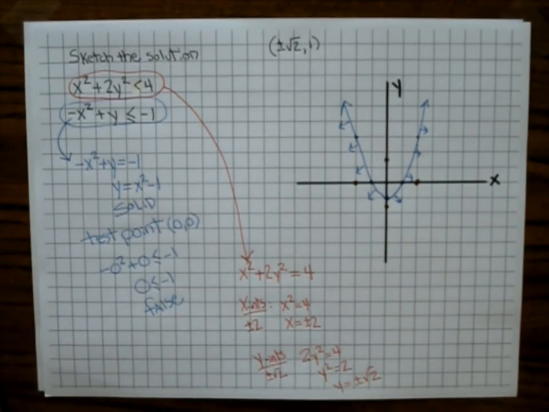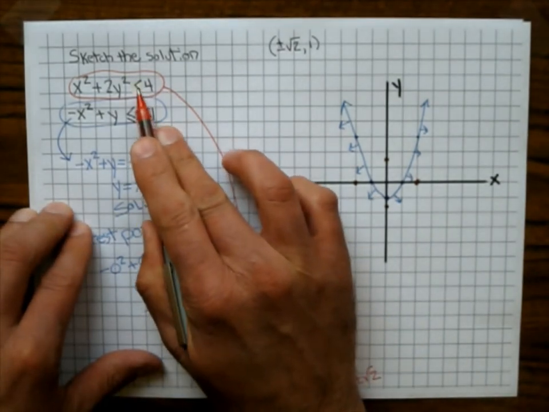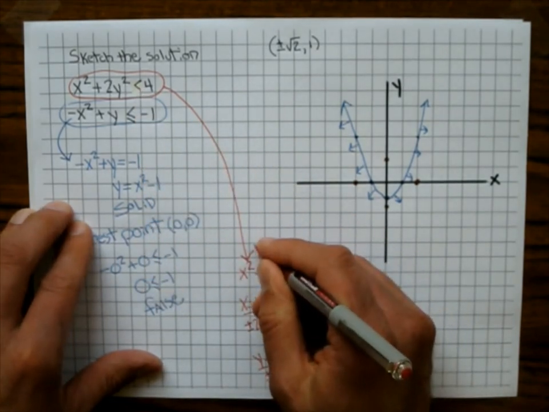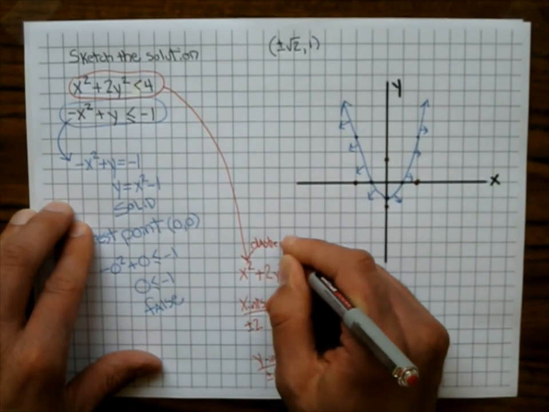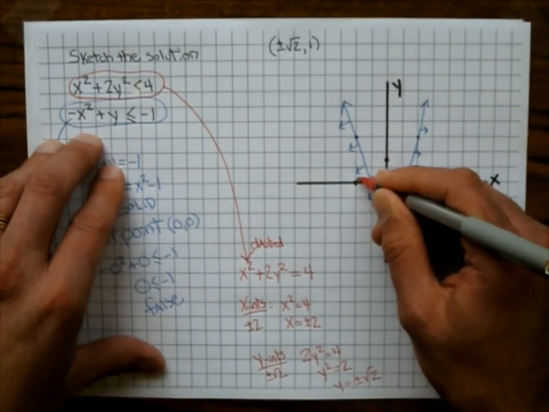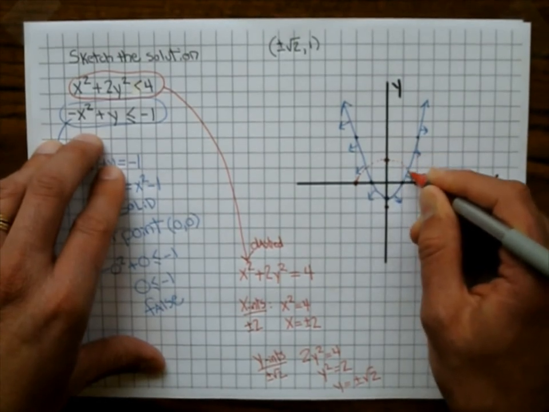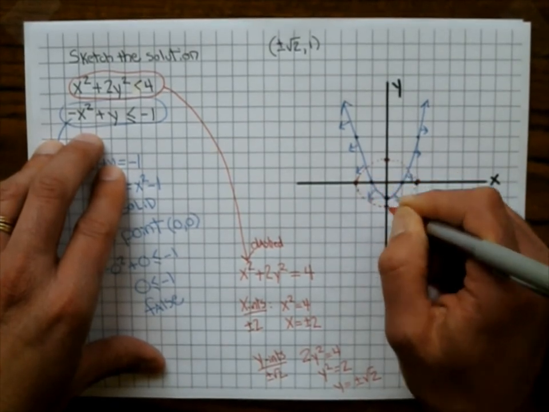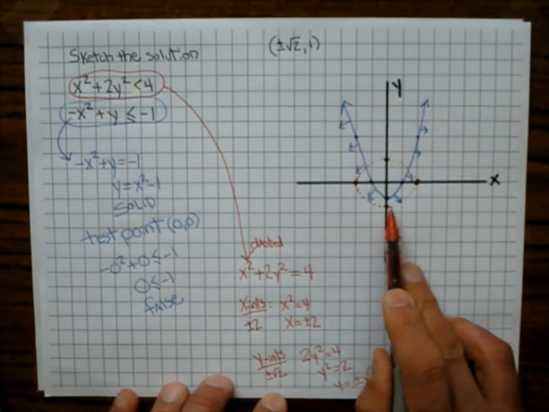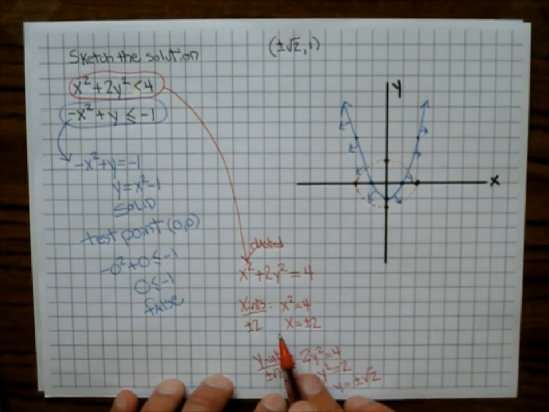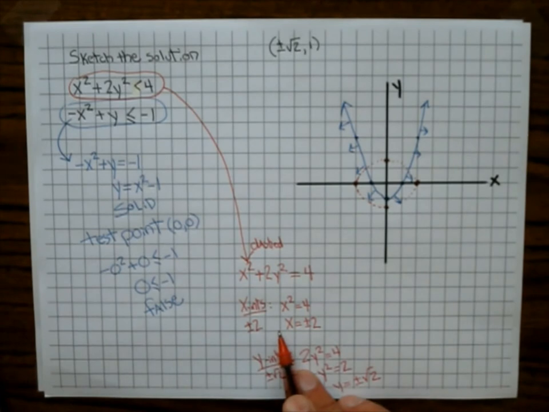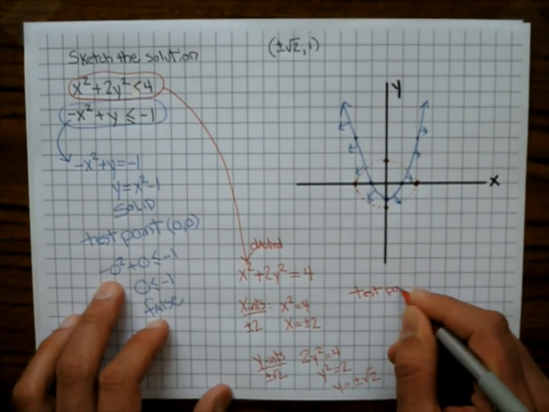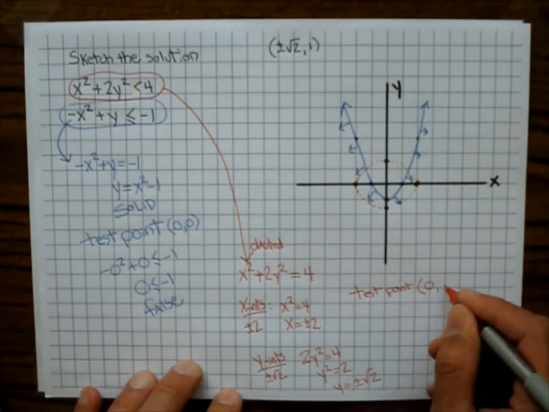Now, this graph, because I'm using pen, I have to be careful. This inequality is a strict inequality, less than, which means we are going to have a dashed line, which looks like this. So this is an ellipse. There we go. Okay, so I have an ellipse there and a parabola. And I have to figure out where the shading goes. Does it go in the ellipse or outside the ellipse? So I need a test point that is not on the ellipse. And I can make this test point be 0, 0 as well.